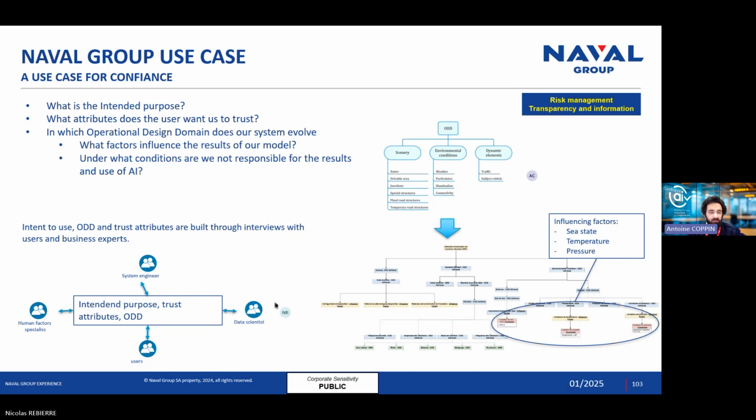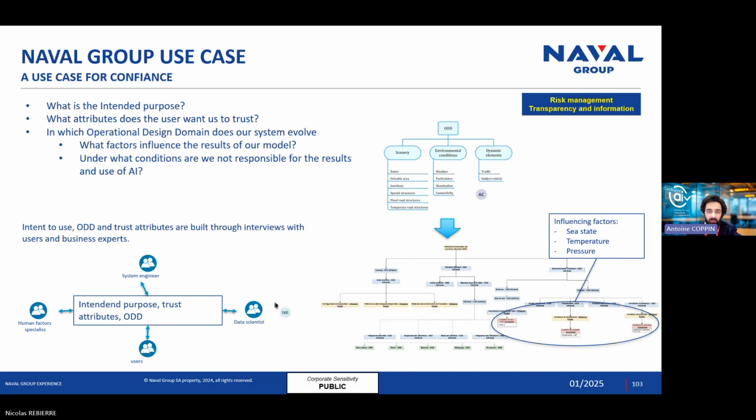Why is it really important? Because it influences your model. If you know in which operational domain your AI system evolves, then you know in which domain it does not evolve. You can be very clear with your client, saying, yes, my AI system is good in this operational domain, but it can't handle this other operational domain.